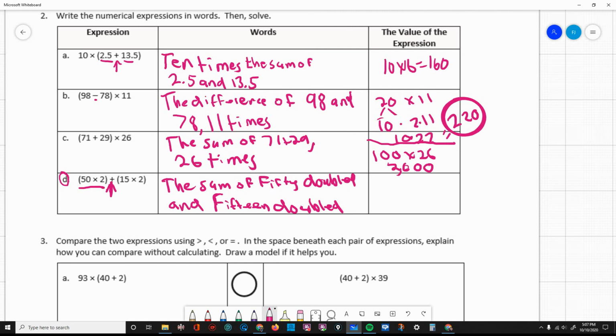So check it over like I just did. Make sure it's making sense. Okay, and we should see that it's going to be just 100 plus 30, and the value of this expression is 130. All right, and that is interpreting expressions as well as writing them. And that concludes this video.